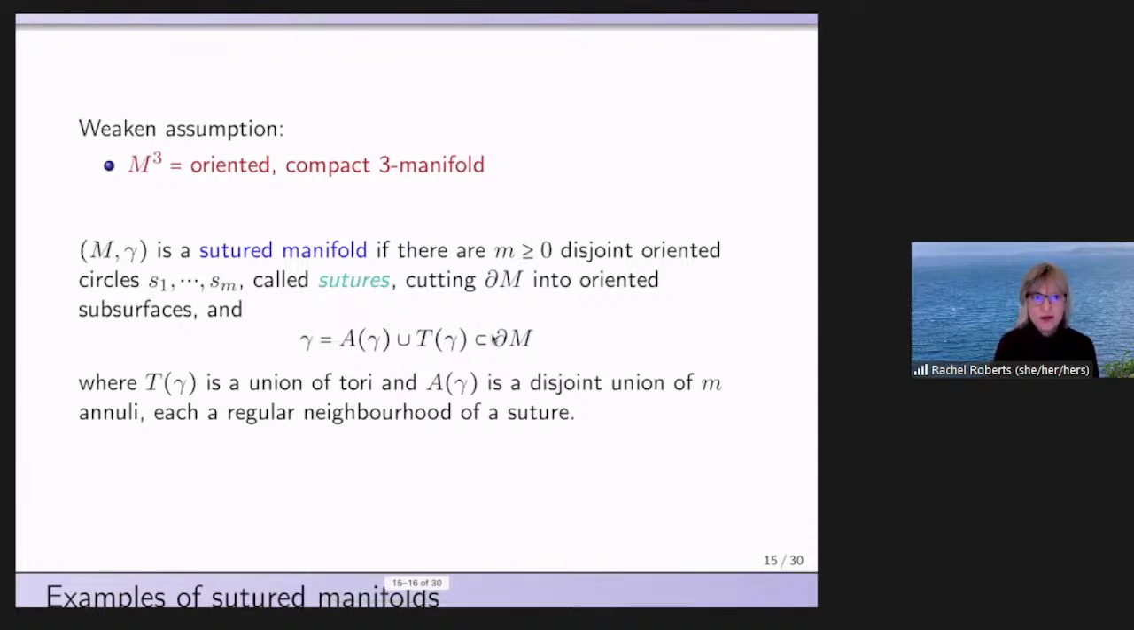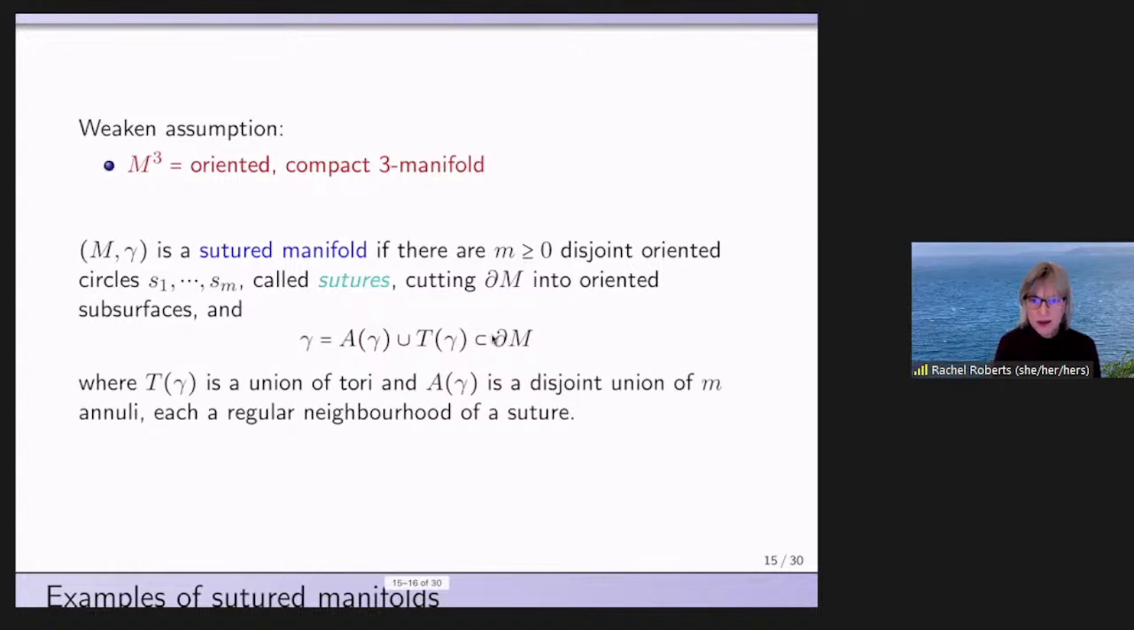So we're now going to weaken the assumption as I promised, and we're going to be thinking about M as being an oriented compact three-manifold, and I should have here with corners, and I'll come back to that in a few minutes. But a sutured manifold is just a manifold with extra information about its boundary. So we're now thinking typically non-empty boundary, though not necessarily. And we are breaking up the boundary.